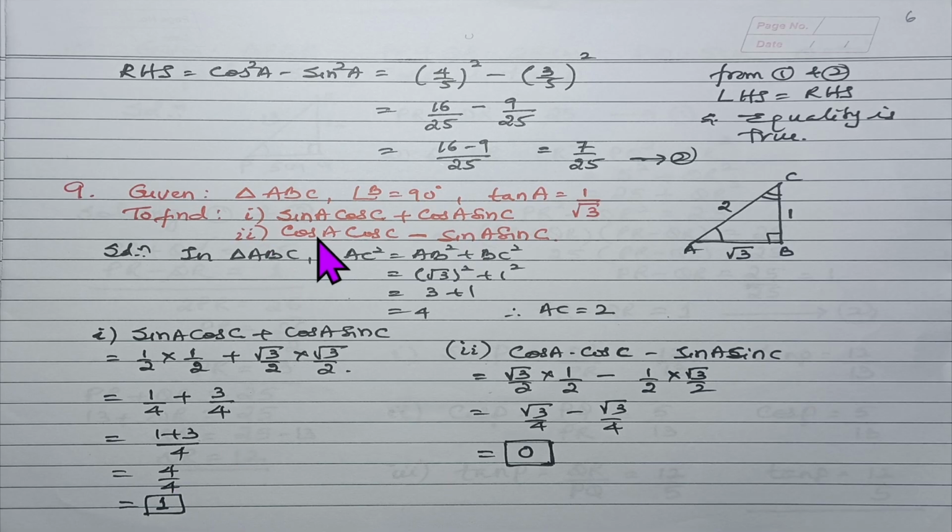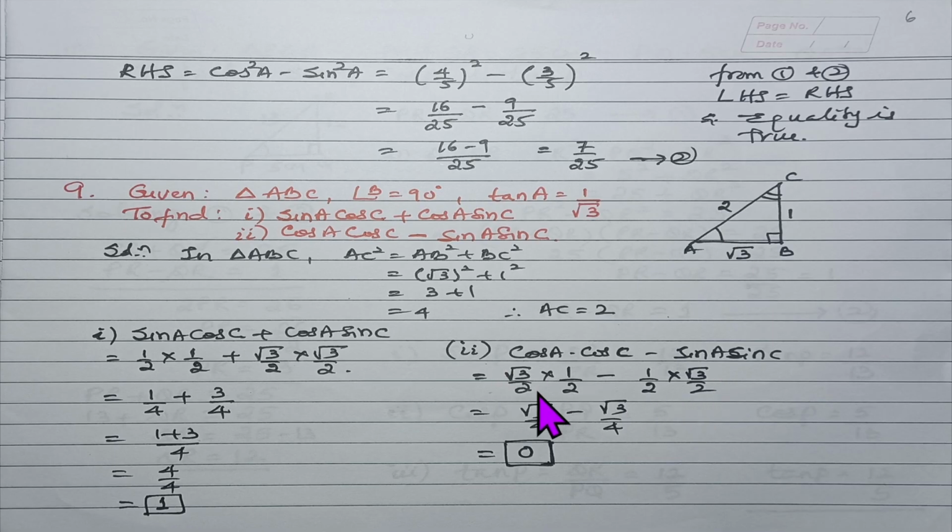Now the second example in that is cos A cos C minus sin A sin C we have to find out. So cos A is equal to root 3 by 2, and cos C it will be 1 by 2, and sin A is 1 by 2, and sin C is root 3 by 2.